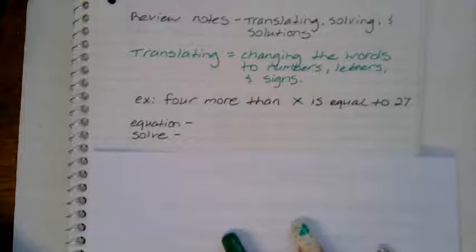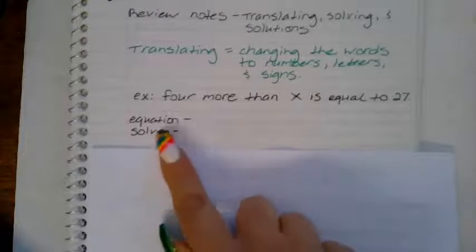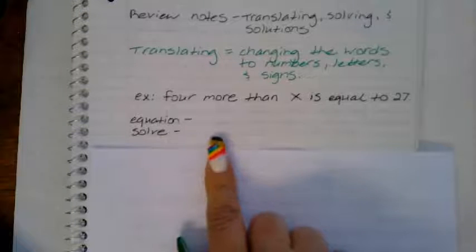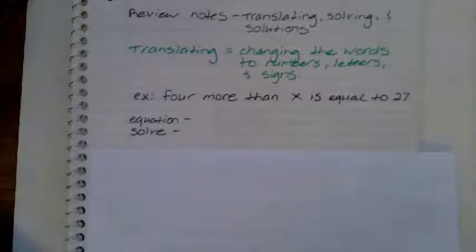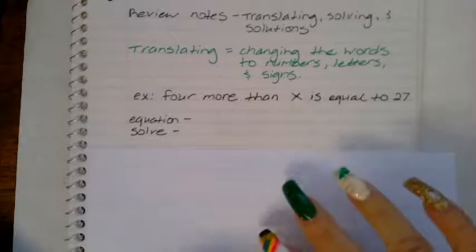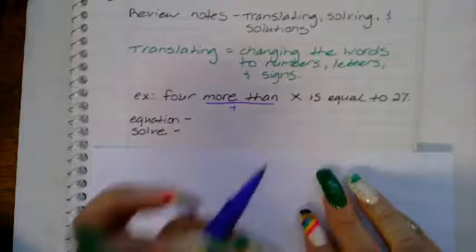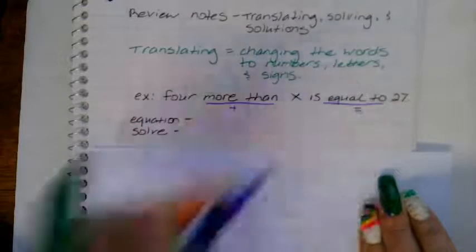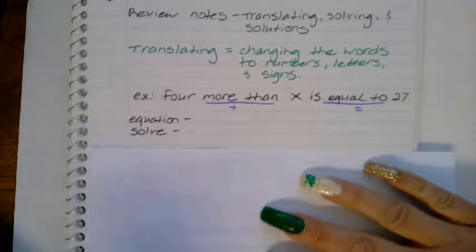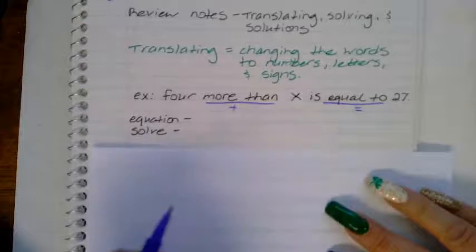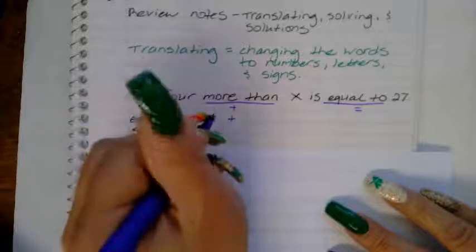On our test, for translating, we're going to have to translate it, and that's going to be the equation answer, and then we have to solve it, and that's going to be an answer. So our example says 4 more than x is equal to 27. Remember what "more than" means: to add. And "equal to" means that we just put our equal sign. If we were going to write that out, we want 4 more than x is equal to 27. I always put my plus sign in first. We want 4 more than x.